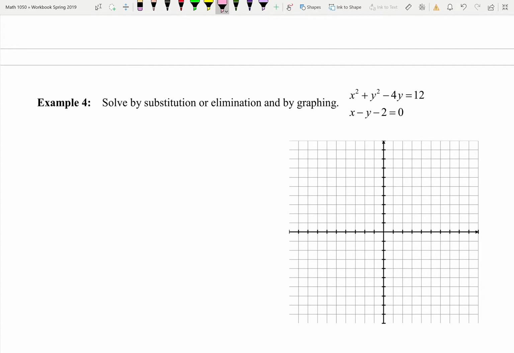Okay? So far, so good. Let me see how you're feeling. Okay, great. Okay, look at the top equation. Everybody tell me what this is. It's a circle.